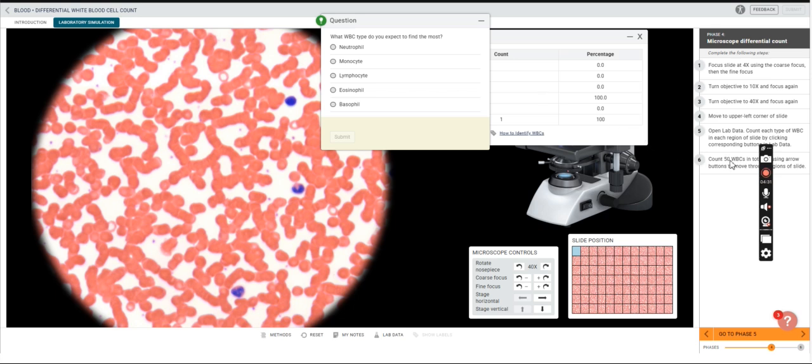It's going to make you count 50 white blood cells and try to identify them in these categories. There are 6 different types of blood cells that it could be. Once you've done that, that will be the end of the simulation. It will ask you some conceptual questions and things that you'll have to look up.